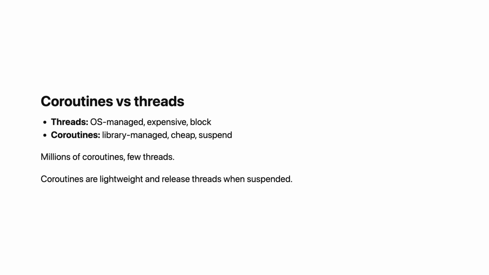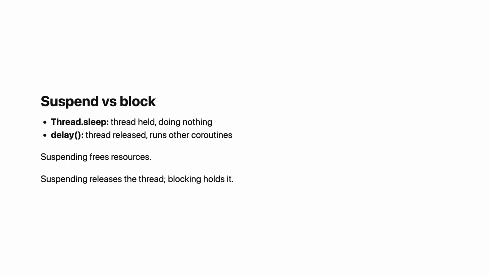Threads block. When a thread waits, it holds the thread. The thread cannot do other work. Coroutines suspend. When a coroutine waits, the thread runs other coroutines. The thread is released. This is the key difference. Suspending releases resources. Blocking holds them. You can have millions of coroutines on a few threads. You cannot have millions of threads.